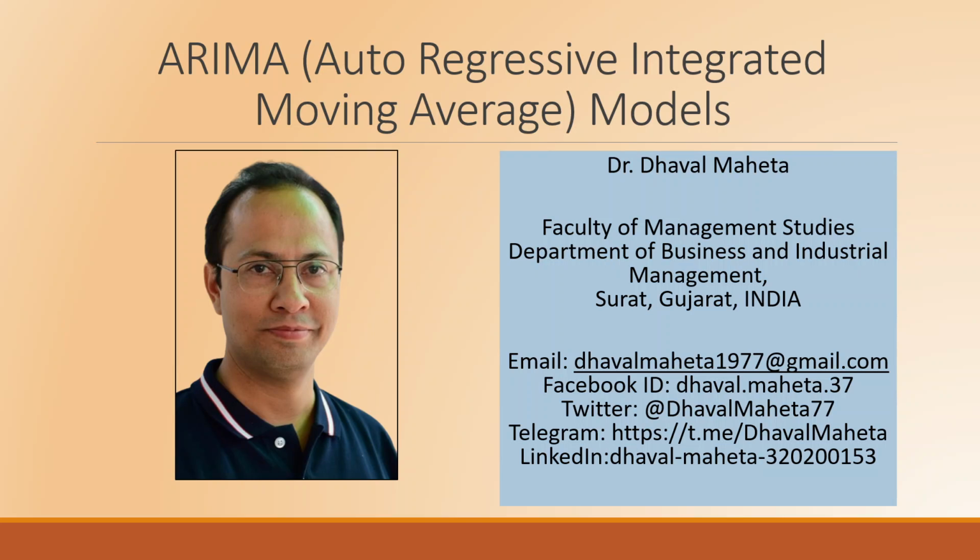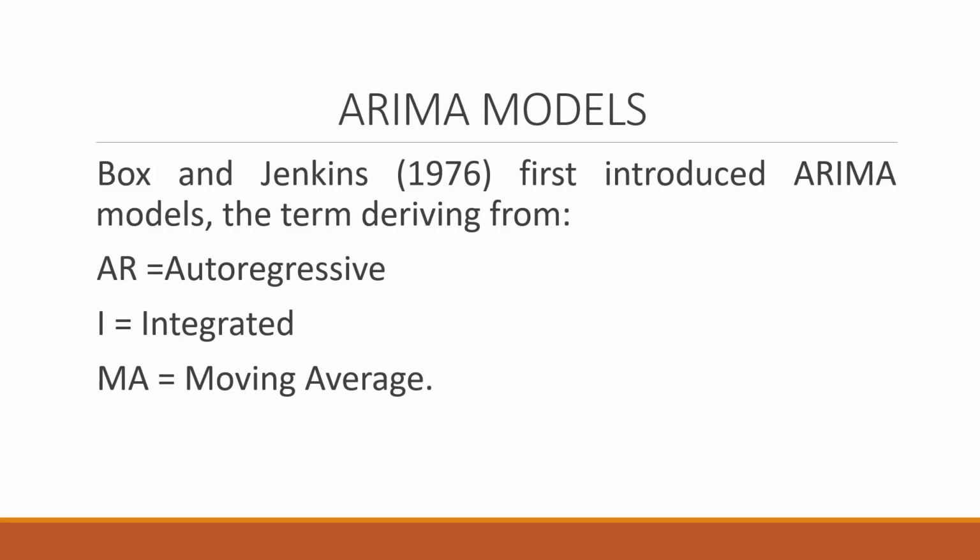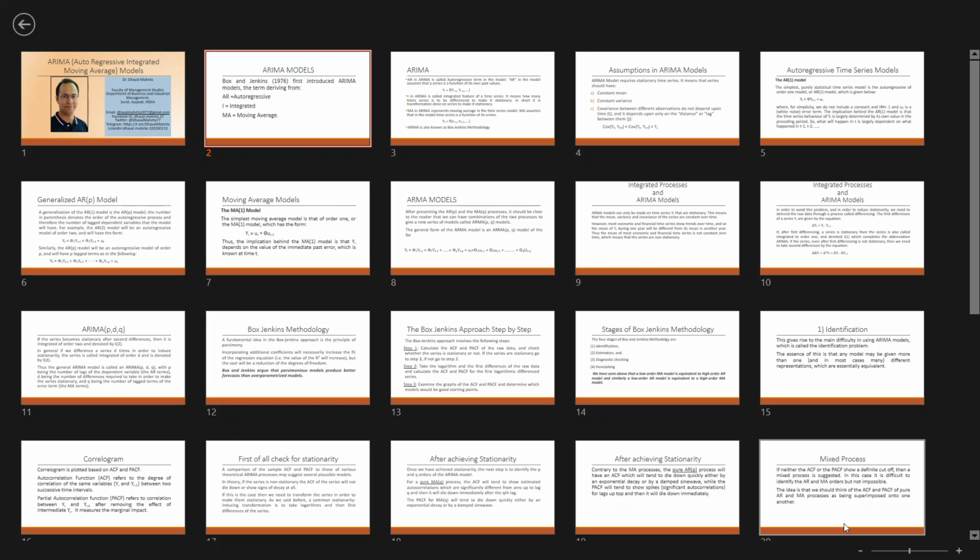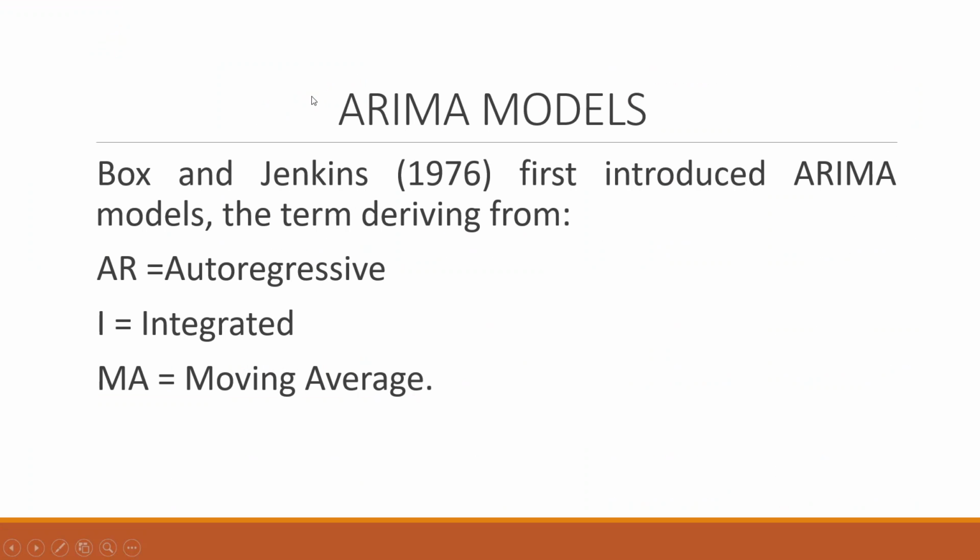This is Dr. Dhaval Maheta, and today we are going to talk about ARIMA models, basically known as auto-regressive integrated moving average models. The ARIMA models were proposed by Box-Jenkins in 1976. Here, AR stands for auto-regressive, I stands for integrated, MA stands for moving average.